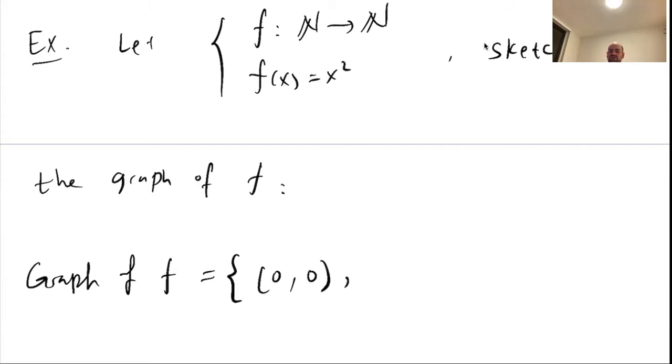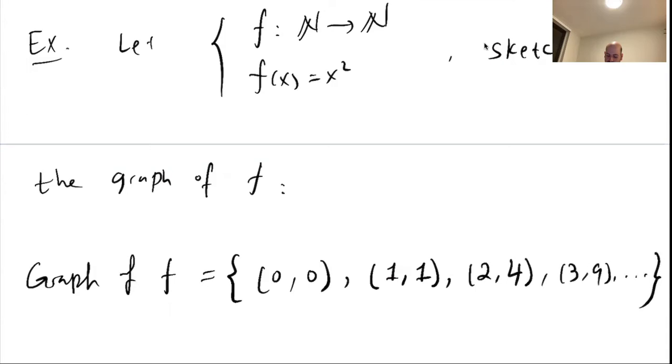Second coordinate is f of the first coordinate. Now the first element in the domain N is 0. So I start with (0, 0), the second coordinate is f of 0, which is 0. Next element is 1. Second coordinate has to be f of 1, which is 1 squared, and that's also 1. Next element is 2. f of 2 is 4, 2 squared is 4. And then (3, 9), and so on. So this is the graph of f. The graph of f is the set of all these pairs.